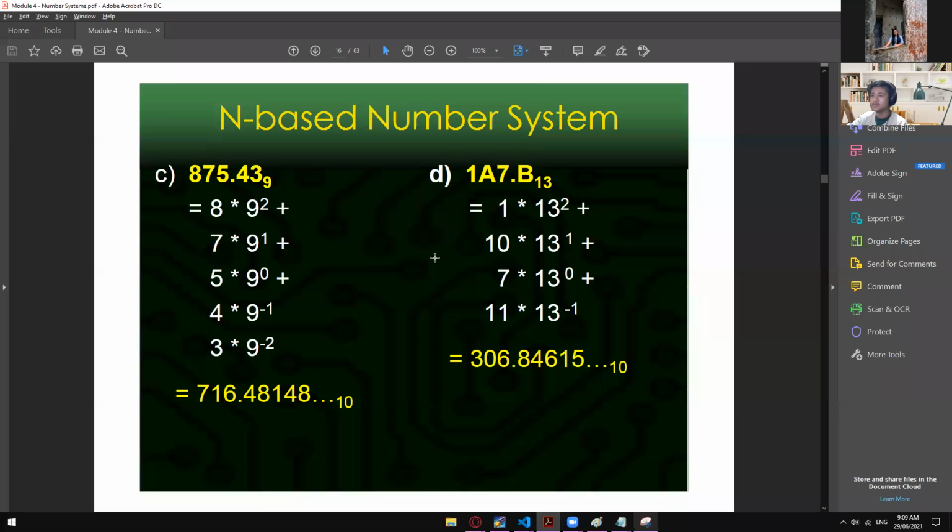So more examples when it comes to n base. We have base 9. Just arrange this one from top to bottom: 8, 7, 5, 4, 3. Starting from here is 0, incrementing, and starting from here is -1, decrementing. Just add everything and you will get this one. The same with this one, arrange this one from top to bottom. Remember our letters, so you still need to convert them. A is 10, B is 11, and our multiplier is 13. So -1, 0, 1, and then 2. Then just add everything and you will get this result right here.